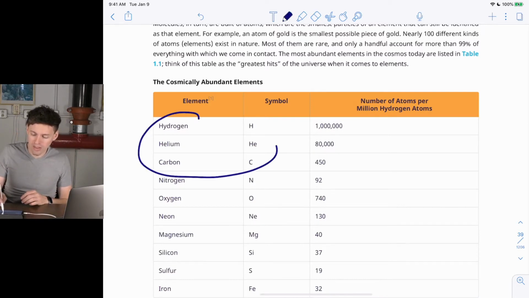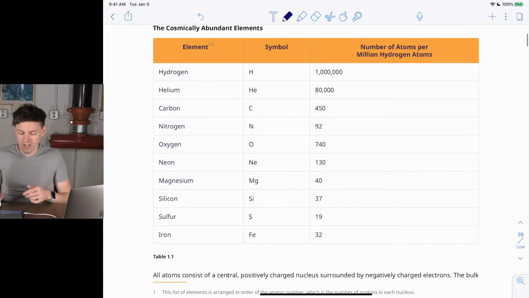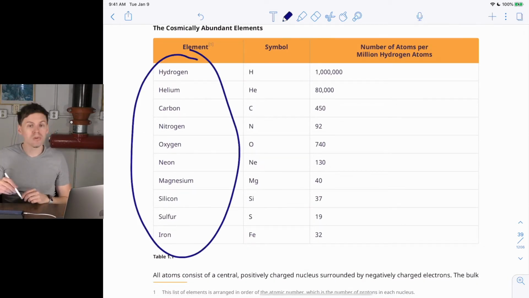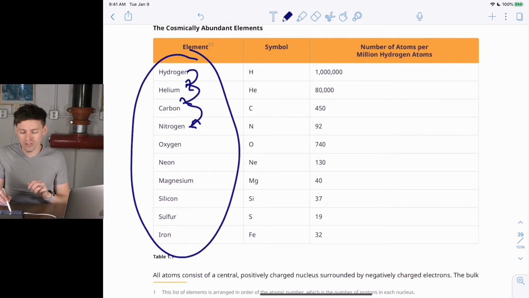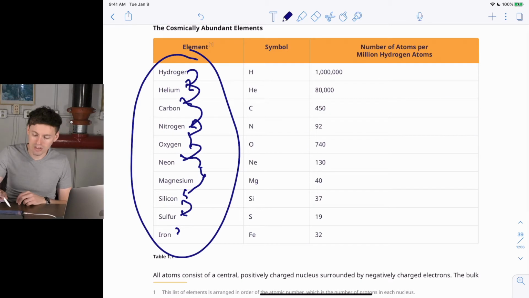So these top three are the most abundant elements in the universe, mostly hydrogen and helium, and then you've got some carbon. Then you've got nitrogen, oxygen, neon, magnesium, silicon, sulfur, and iron. All these elements are produced. So hydrogen burns, produces helium. When helium burns, it produces carbon. When carbon burns, it produces nitrogen and oxygen and neon and magnesium. When silicon burns, it produces sulfur and iron. And when you produce iron in a star, it explodes as a supernova.